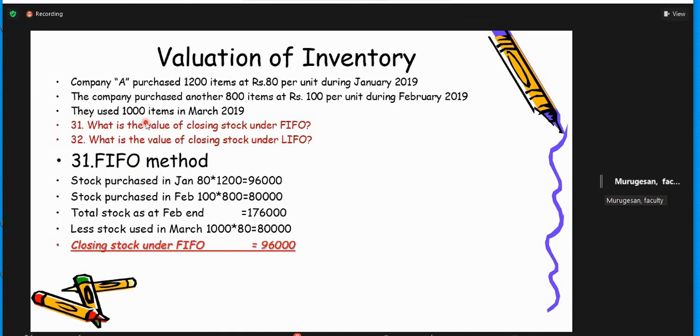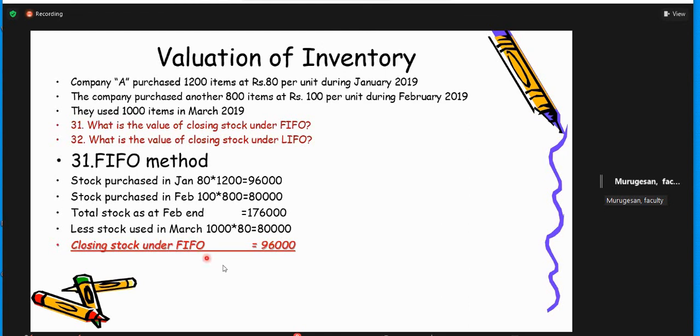So where will the 1,000 items come from? The first in, first out. So will the 1,000 items be from January stock or February stock? January stock, sir. Why? Because it is the FIFO method. So January stock 1,000. What is the price for January stock? 80 only. So the 1,000 used value has to be subtracted: 1,000 into 80, 80,000.